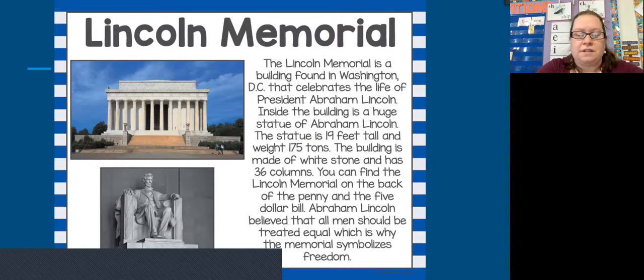Those are called columns. You can find a picture of the Lincoln Memorial on the back of the penny and a $5 bill. Abraham Lincoln believed that all men should be created equal and treated equal, which is why the Lincoln Memorial not only represents Abraham Lincoln, but it represents freedom because Abraham Lincoln was the president that helped free the slaves.